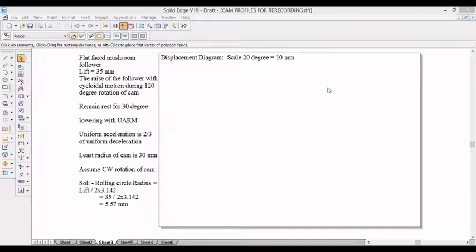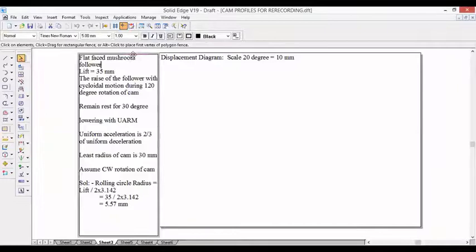This is the problem. To explain the cam construction, we are using SolidEdge V19. I kindly request the learners and students to draw in their books using drawing instruments. The data is listed on the left hand side here.